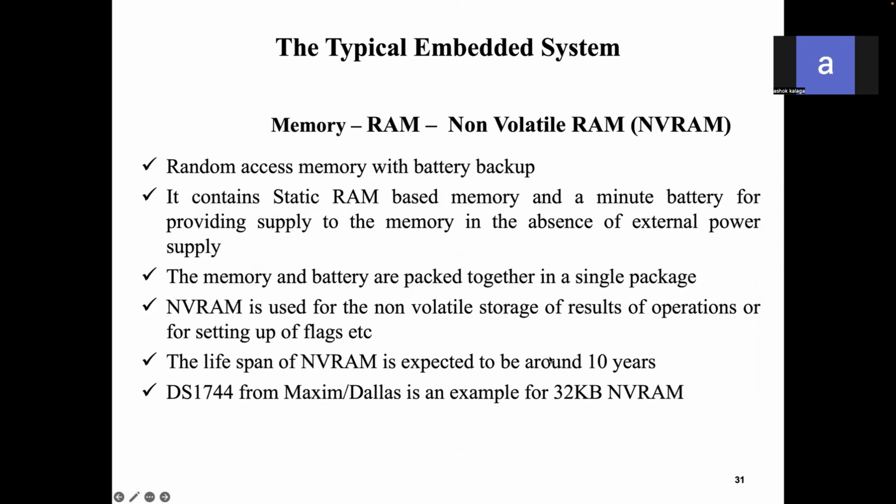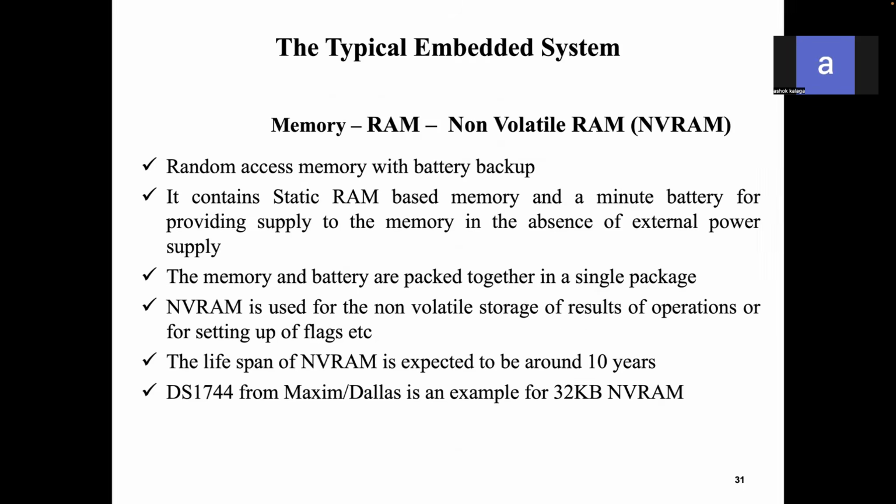And the last one is NVRAM, non-volatile memory, which is random access memory with battery backup. It contains static RAM based memory and a minute battery for providing the supply to the memory in the absence of external power. You know that the RAM is volatile, so the contents are lost when the power is interrupted.